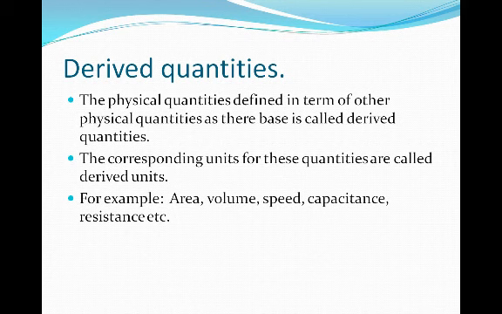Area is a derived quantity because it comes from length multiplied by width. As length is measured in meter and width is also measured in meter, so it is meter square, and when a quantity comes by multiplying or dividing base quantities, it is called a derived quantity. So this is something about the physical quantities, base and derived quantities.